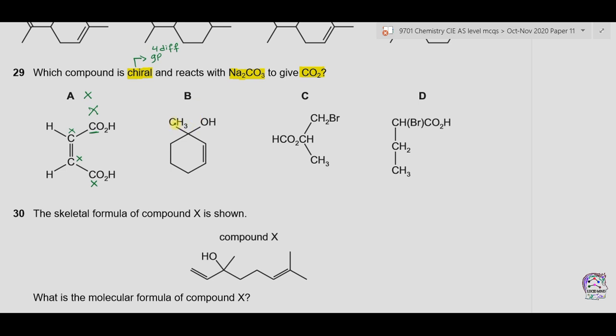In B, we can see that this carbon is making bonds with 3 similar atoms, so this is not chiral. The carbon atom present here is making 4 bonds, one with CH3, one with OH, one with this double bonded group and one with this single bonded chain. So this is a chiral carbon.